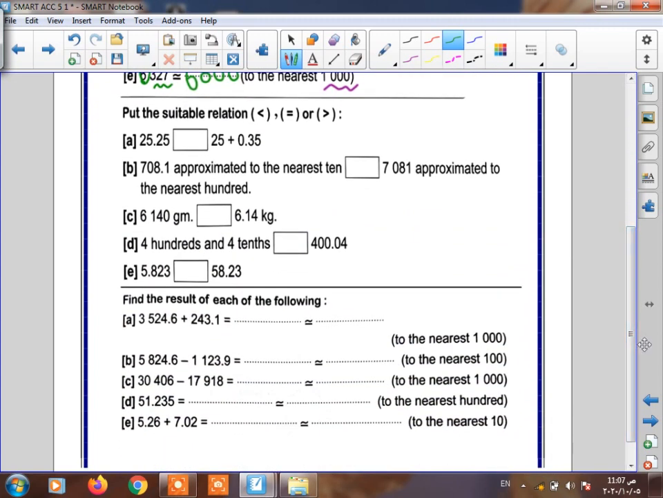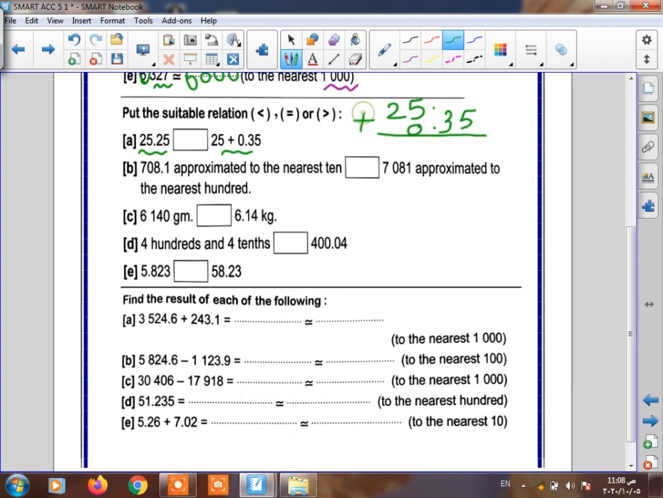Put the suitable relation: smaller, equal, or greater. Here I have 25.25. But here I have 25 plus 0.35. Here, leave it as it is. It's direct. What about this one? How can I add them? Okay, put them under each other. I write 25, but 25 is a whole number. Where can I find its decimal point? On the right. How can I arrange 0.35 under it? Put point under point. Unit under unit. Here the unit is 0. Tenth under tenth, and 3 and 5.